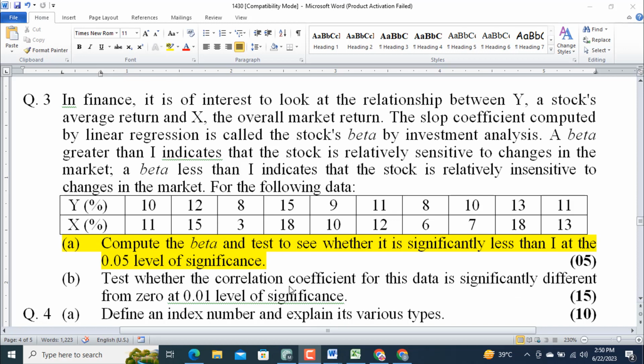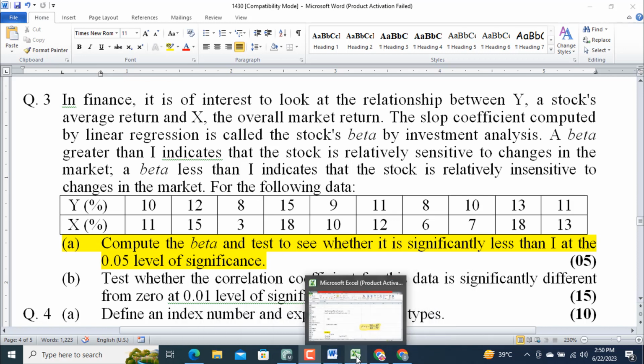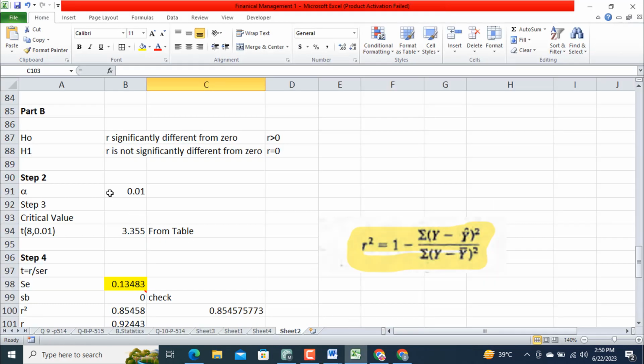So what is the hypothesis here? The correlation coefficient is significantly different from 0 means r is greater than 0, or maybe in the negative sense. Then the alternative hypothesis is r equal to 0. So let's move to the solution to discuss in detail. So here is part B.